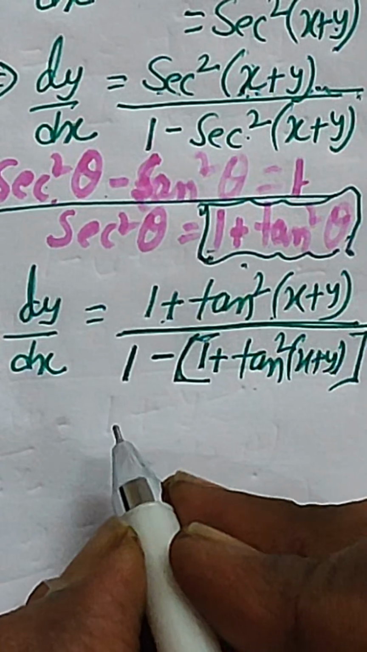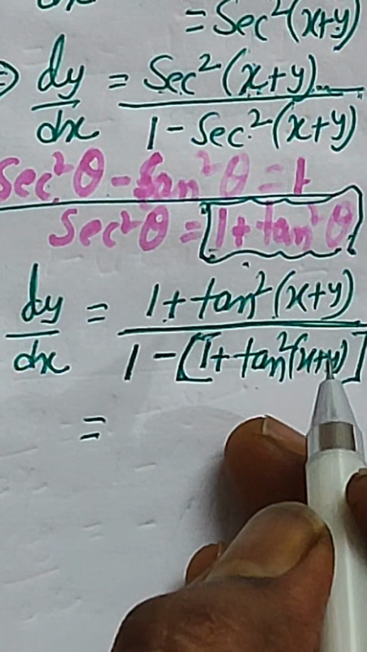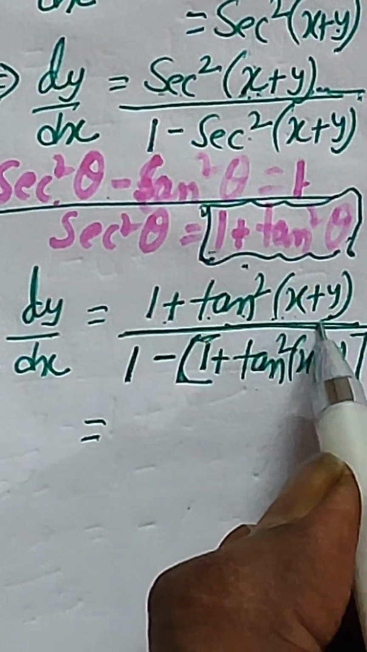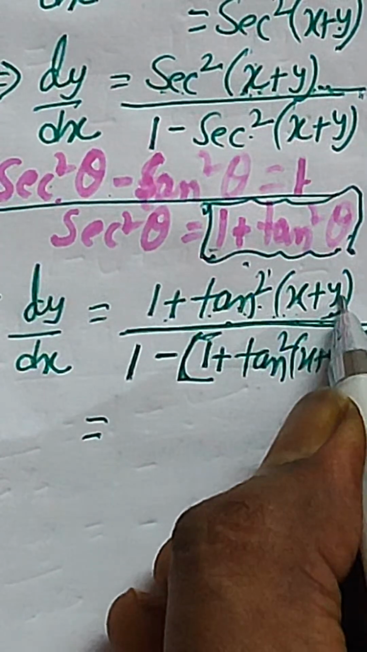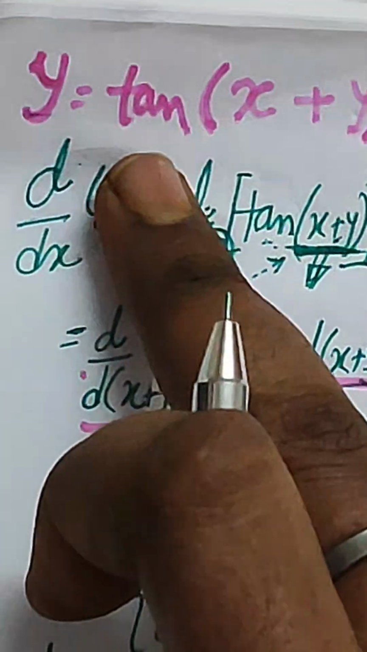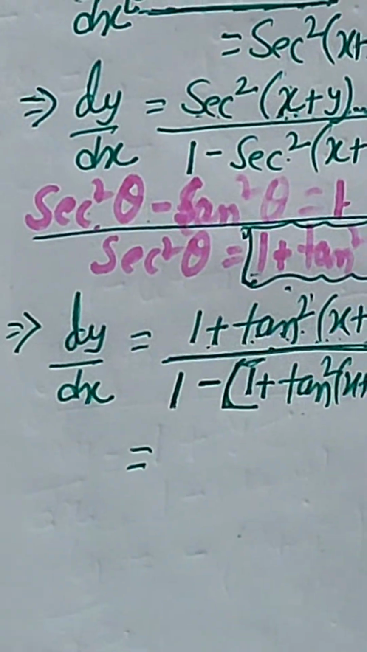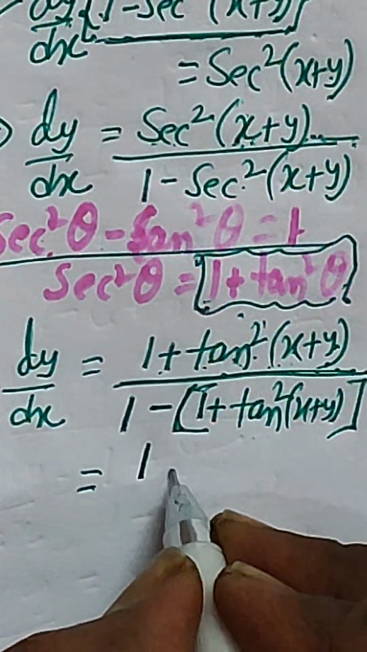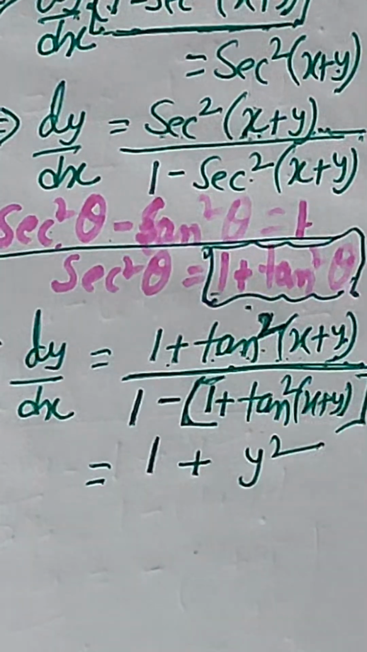Perfectly caught. Now here you can see, since into the question it was given that y is tan of x plus y, right? Y is tan of x plus y. So we can write, instead of tan square x plus y, you remember this from the question, because it was given that y is equal to tan of x plus y in the beginning. So that's why we can write tan of x plus y as y. So it is 1 plus y square, because here you can see this is square, right?